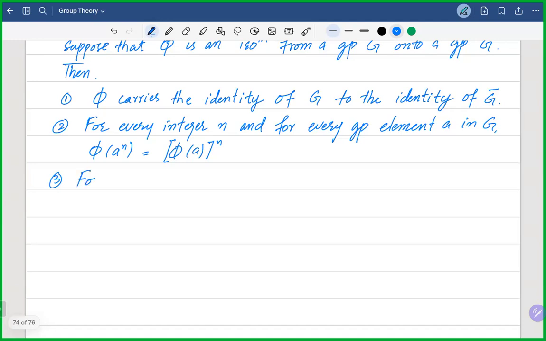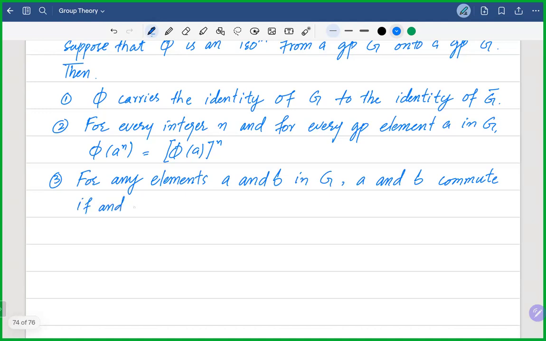3. For any elements a and b of the group G, a and b commute if and only if phi of a and phi of b commute. So if G is an abelian group, then G bar should be an abelian group. That's what it is saying. Okay.